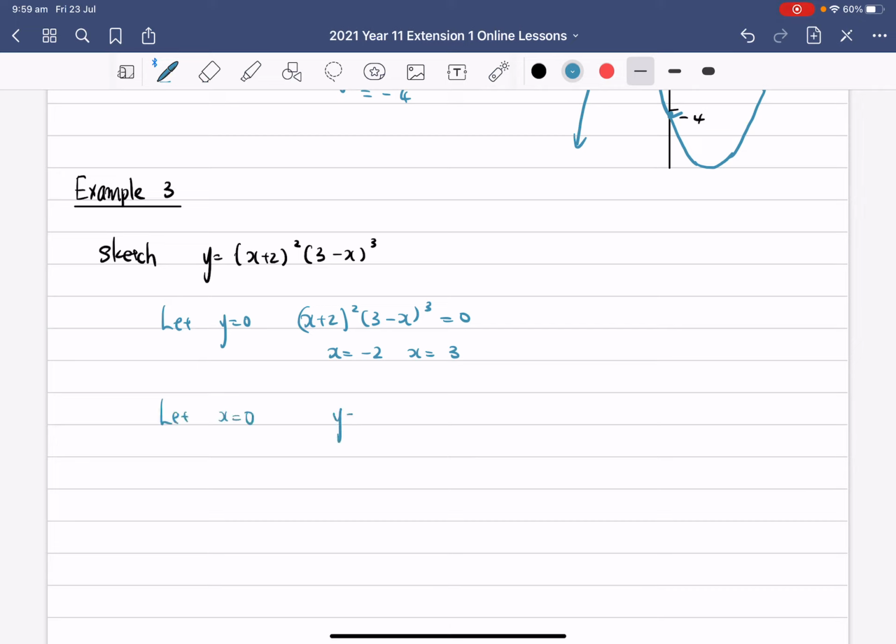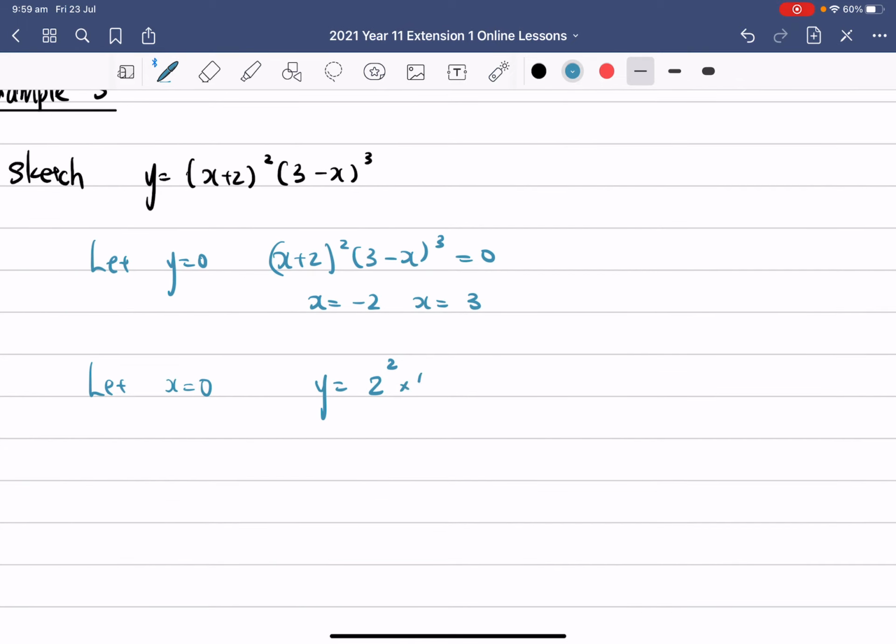So y is equal to 2 to the power of 2. Now be careful, you still have a power of 2 there, times 3 to the power 3. Oh, it's going to be a large number here. So it's 4 times, what's that, 27. 108.